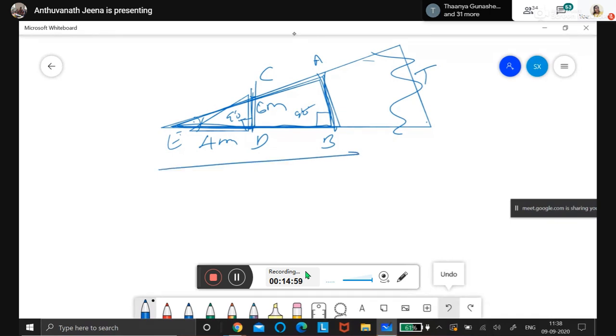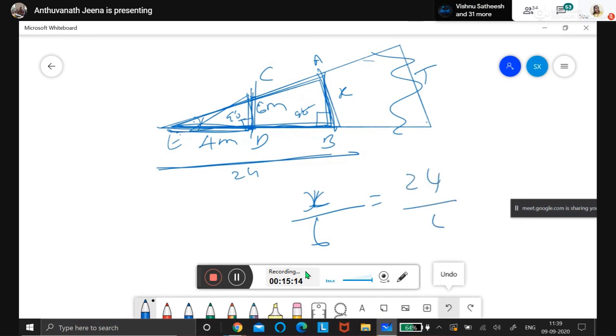So you put this as x, and this value is given as 24. The shadow of the tower is given. So x divided by 6 will come. AB by CD is equal to BE, that is 24, and this is ED. That's all. When you cross multiply, you will get the answer.